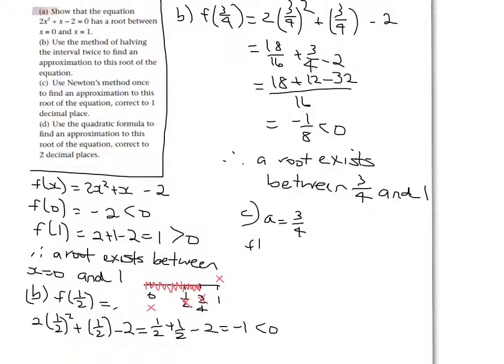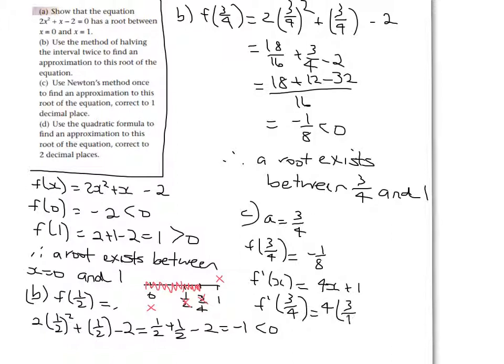So we need f of 3/4. Well, we already found that, that's minus 1/8. And we need to find f dash x first, and then sub in 3/4. f dash x is 4x plus 1. And if I sub in 3/4, 4 by 3/4 plus 1, that's 4.